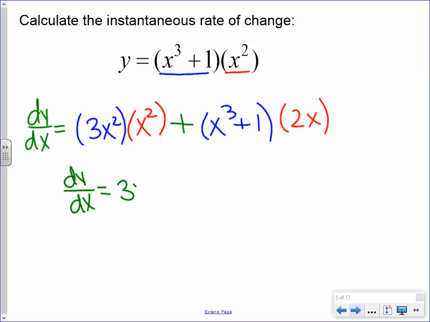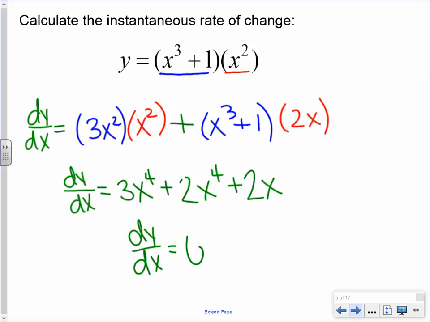So we can write this as 3x to the fourth plus 2x to the fourth plus 2x, which means our derivative is 6x to the fourth plus 2x. Yeah, 5x. Yep, it should be 5x. That's why you pay attention to catch my mistakes. We learn from each other. We do learn from each other.